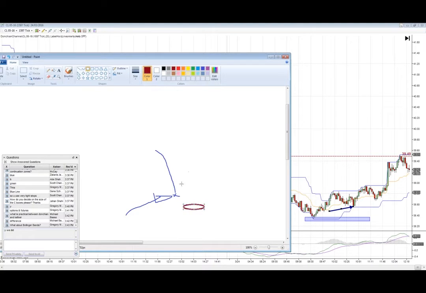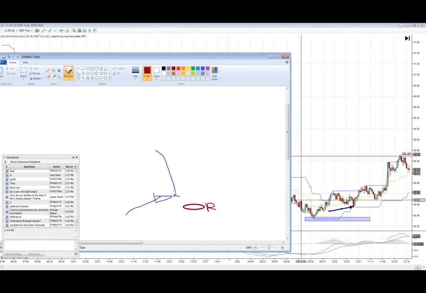So are you going to still take this trade? Of course not, because if you take it, you're going to be stopped out. This is your rejection. So you're going to basically ignore this trade and look for another trade from here.